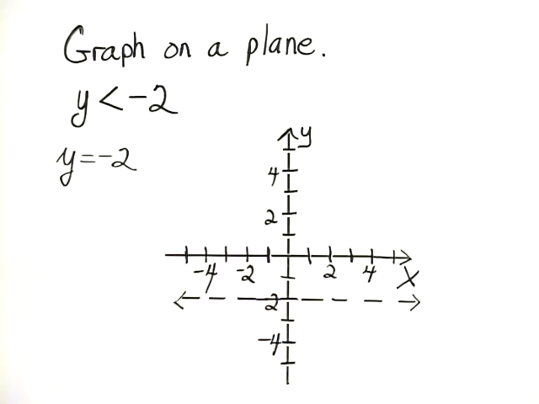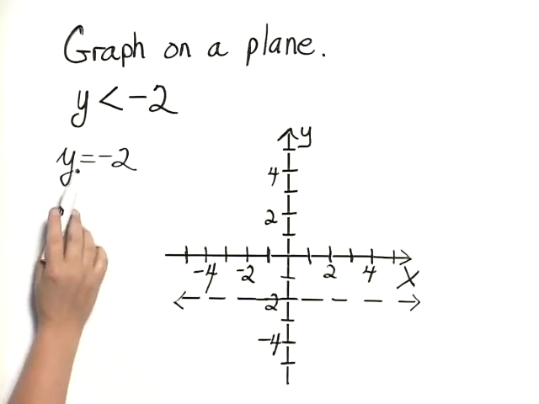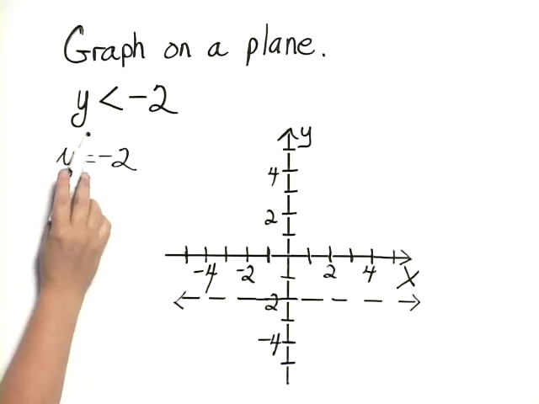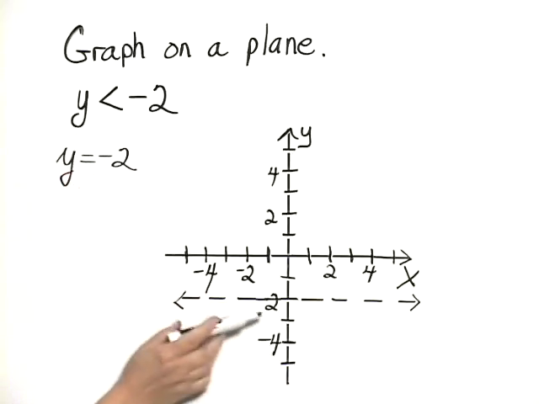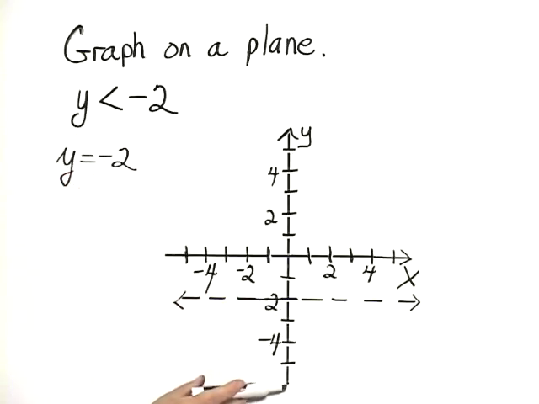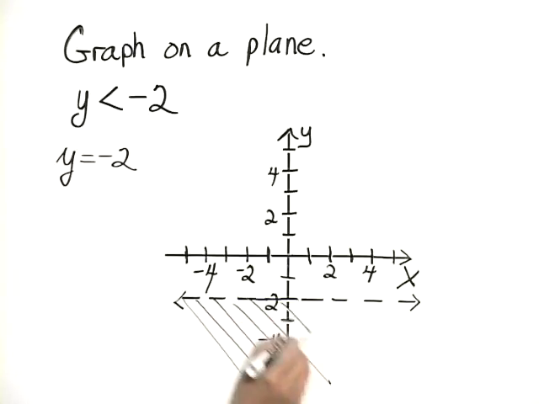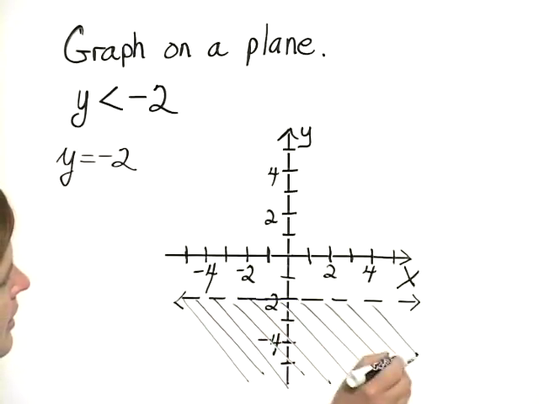We could try a test point, but let's just think about what we have. We're looking for ordered pairs for which the y value is less than -2. Well, that's going to be ordered pairs below this line where the y value is less than -2. So we really can just shade in the half plane below the line, and that would be the graph of that inequality.